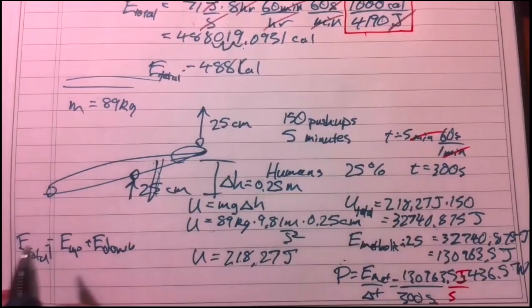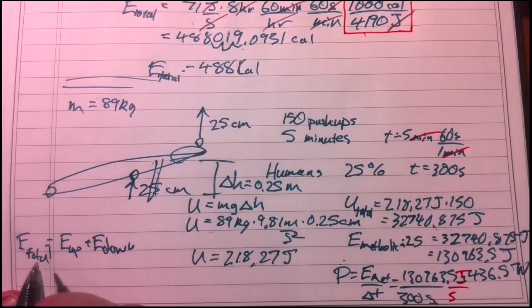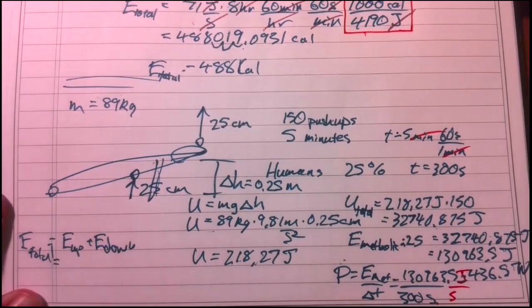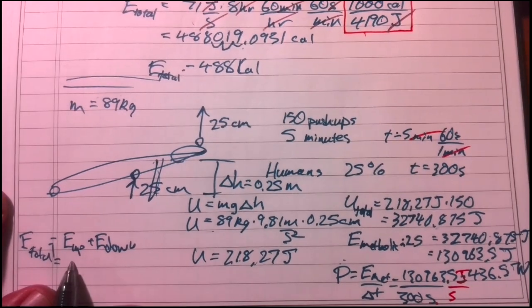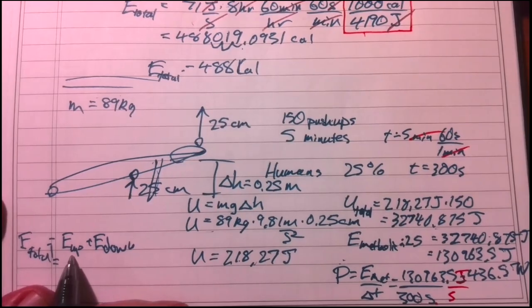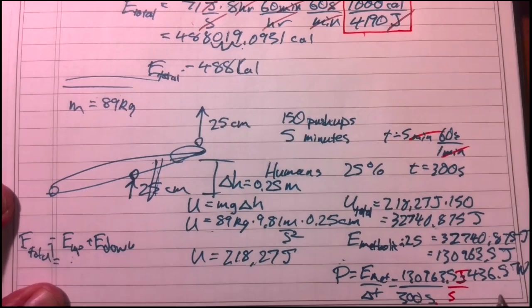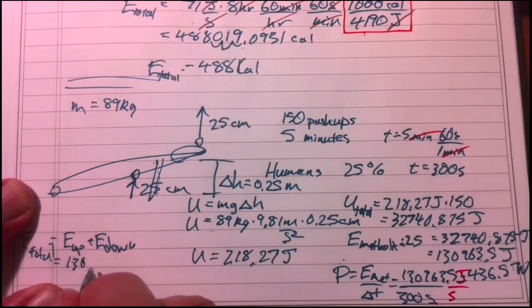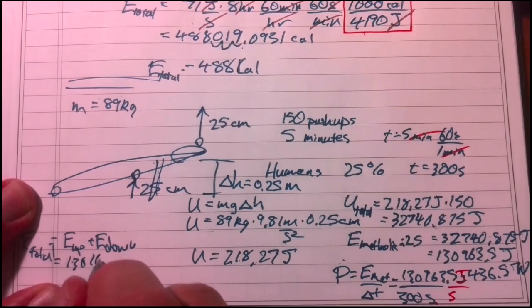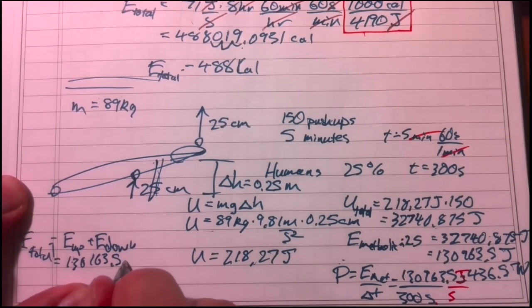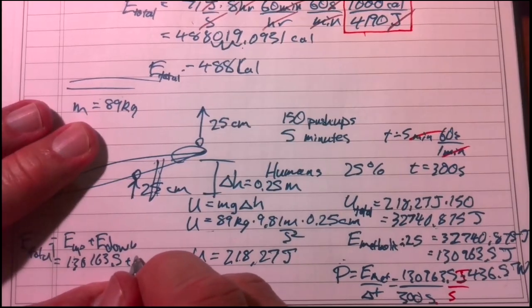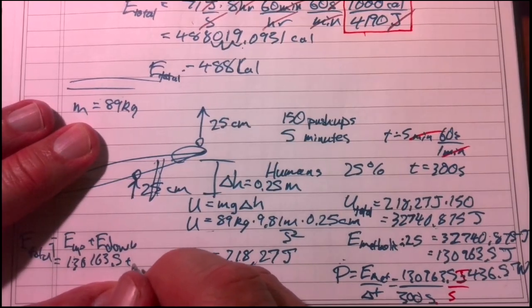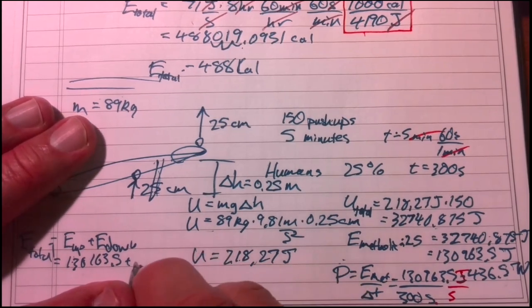Okay. We computed the energy going up. Oh, this is our metabolic power. Let's do this. We're going to find our energy and then divide it by time. So we had 130,163.5 plus that same number. Well, I guess we could have just multiplied it by 1.5, whatever.